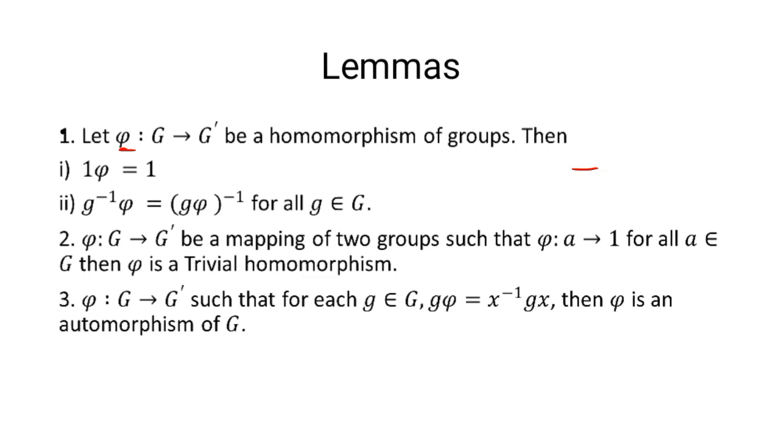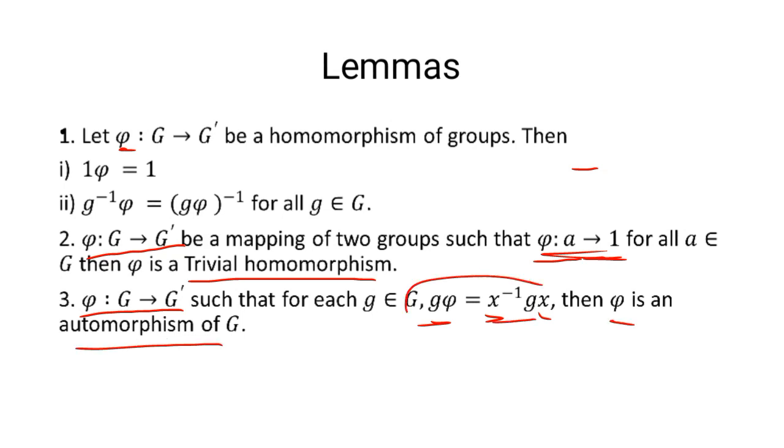The next one we're going to show is that if we happen to have a homomorphism map that takes a to 1, it is called a trivial homomorphism. So we'll show that this map is trivial. And the next one is that if we have a map defined so that every time it picks g, it multiplies g in front by x inverse and behind by x, that is a conjugate, then this phi is an automorphism. We want to show that phi is an automorphism.